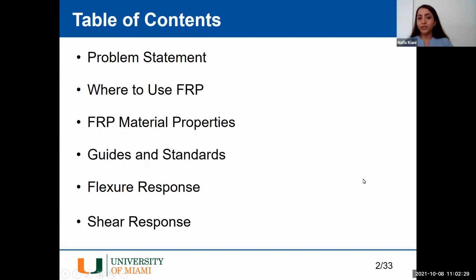First, I'm going through the problem statement that we have for reinforced concrete structures, where FRP bars should be used, and the mechanical properties of the FRP bars. Then I will give you some standards and guides that are available for FRP bars, and the flexural response of the FRP bars and shear responses.